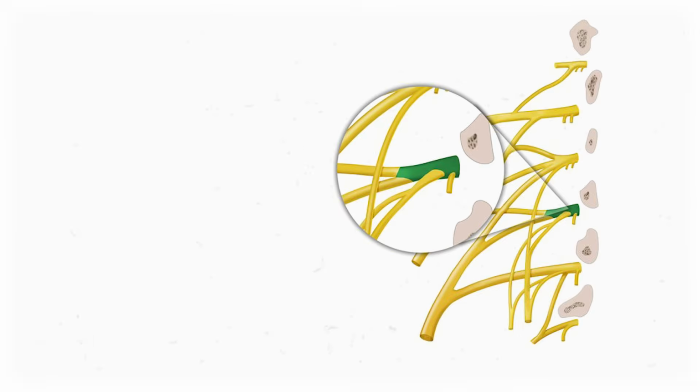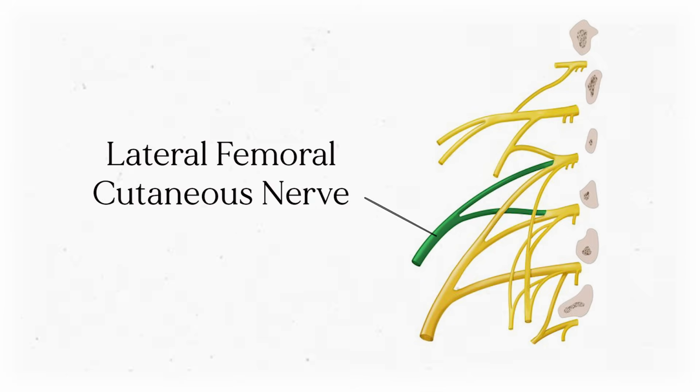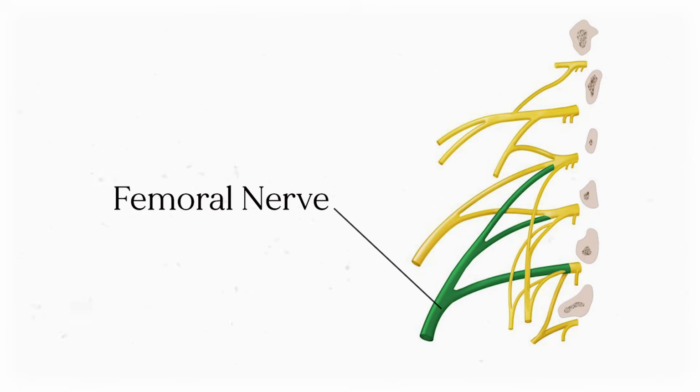Spinal roots 2 and 3 have posterior divisions that become the lateral cutaneous nerve of the thigh. You can also say lateral femoral cutaneous nerve, they're the same thing. As the name implies, it's cutaneous, so it only relays sensory information, but it has a wide domain. It covers everything from the peritoneum, which is the lining of the abdomen, to the skin of the front and side of the thigh.